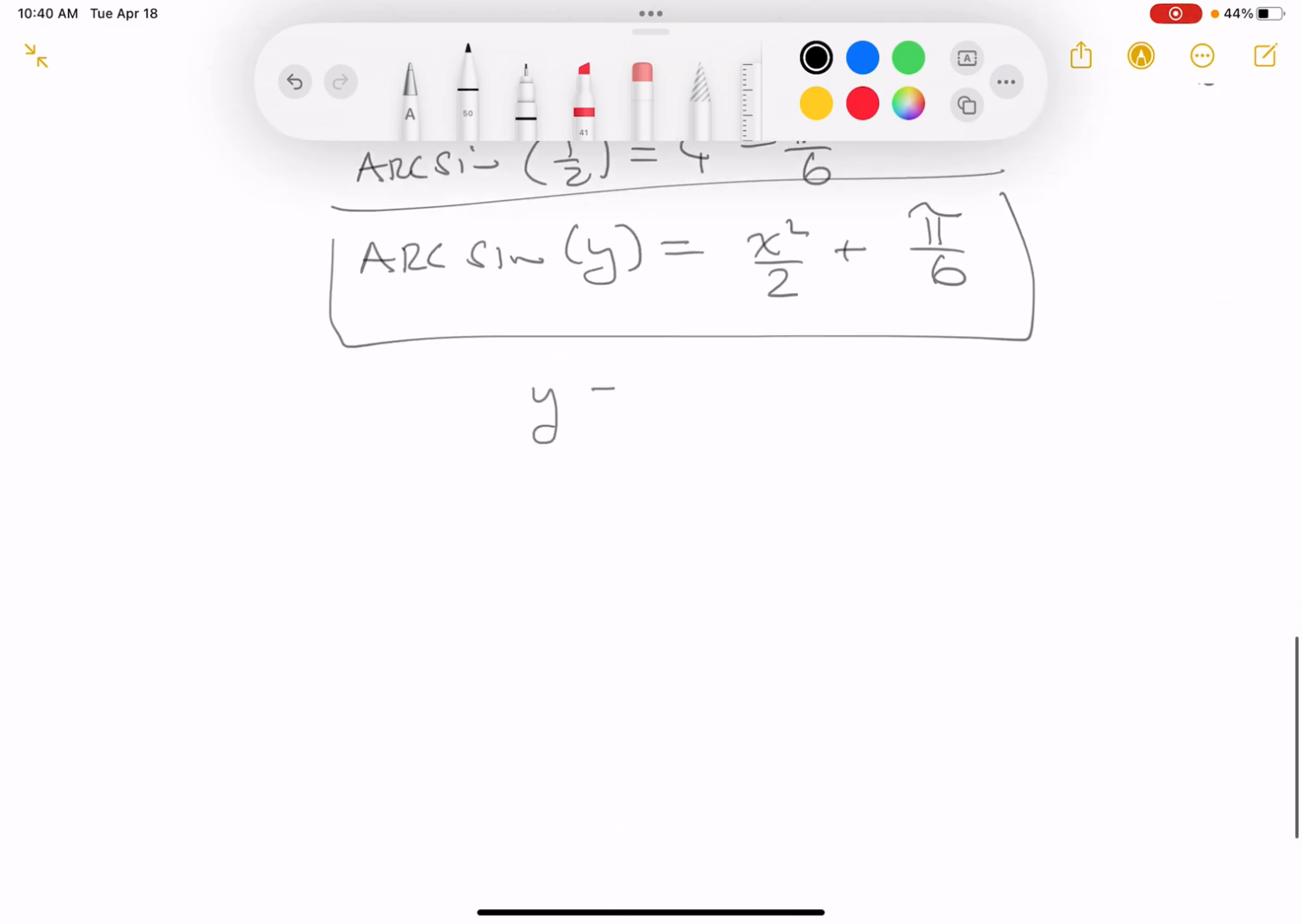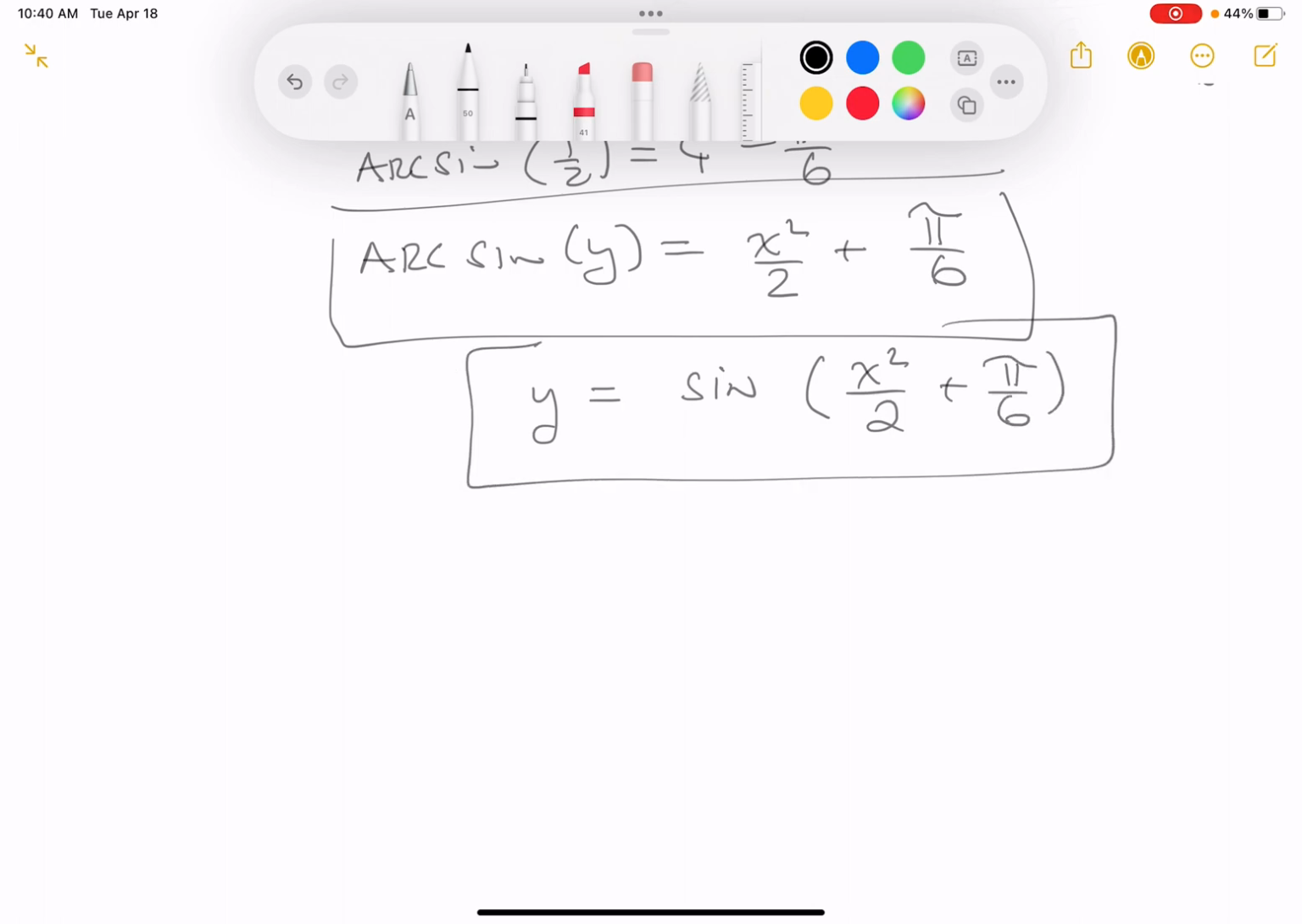What's it going to be? y would equal the sine of x squared over 2 plus pi over 6. I don't really think it adds much to the problem, but you could write that down as a solution as well. What do I recommend? Looking at the key to make sure you're witnessing this. And by the way, I do see this in the key, and I feel happy about that. Thank you.